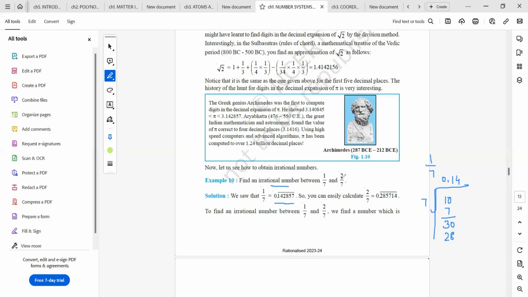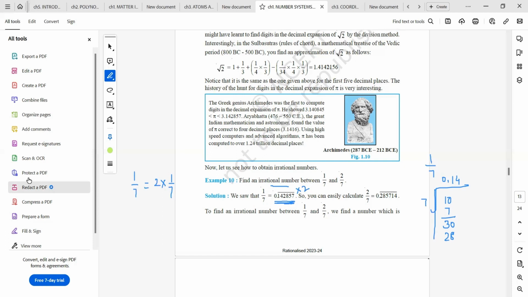Now, you can also calculate 2/7. You need not calculate it this way. This is just the double of 1/7. So whatever quantity you are getting, just multiply it with 2, and you will have 2/7. Okay. Now we need to find the irrational number.